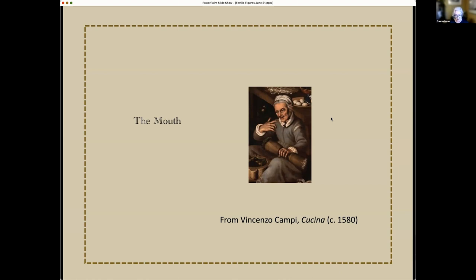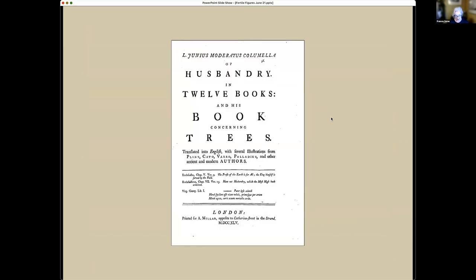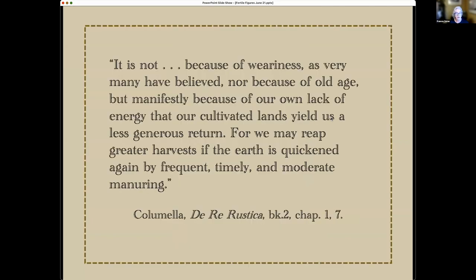In his first century treatise, De Re Rustica, Columella repeatedly calls soil hungry, starved, or fasting, often using the adjective jejuna. To quote an 18th century translation, "It is not because of weariness, as very many have believed, nor because of old age, but manifestly because of our own lack of energy that our cultivated lands yield us a less generous return. For we may reap greater harvests if the earth is quickened again by frequent, timely, and moderate manuring."